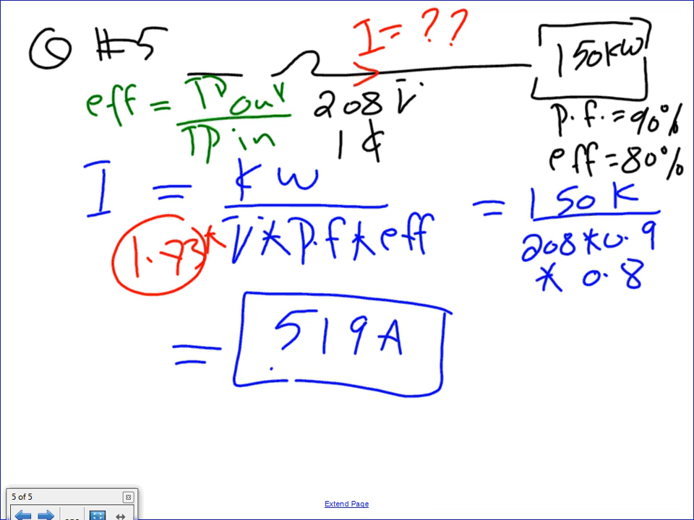Okay, let's do the math. 150 divided by 208 times 0.9 times 0.8, close it, equal, times 1.73. I came up with 1,002. Nick, my friend, you lost your 8. What did you say? 1,002 amps. Okay, everybody came up with that.